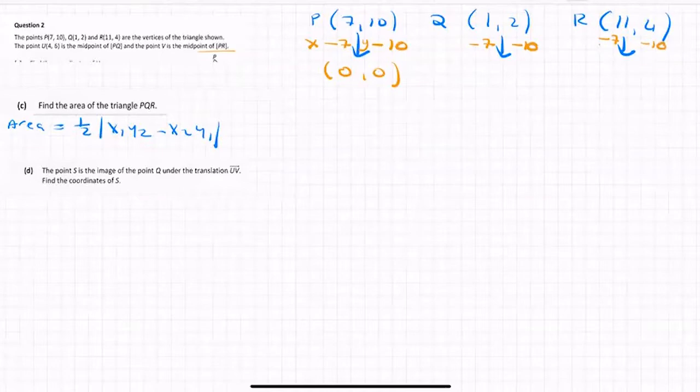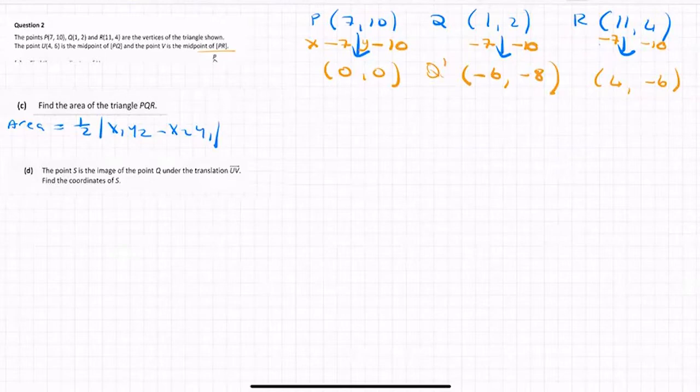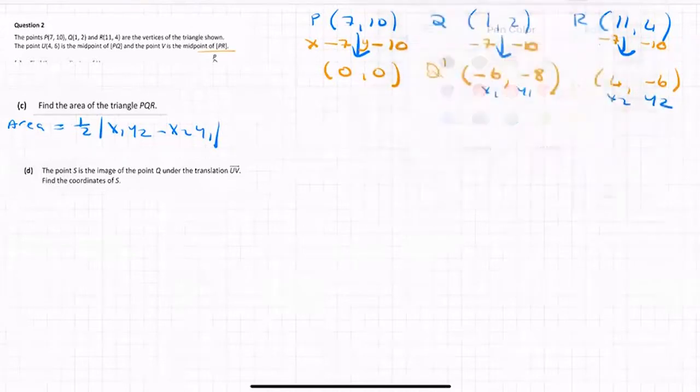Okay, so what do I end up with? Well, 1 minus 7 is minus 6, 2 minus 10 is minus 8. So that's my new Q, and then I could call it Q dash if I wanted. And then for R, 11 minus 7 is 4, 4 minus 10 is minus 6. Okay, so that's my new R. So for that particular formula that only has 2 points, x1, y1, x2, and y2, these are my new 2 points. So let's label them x1, y1, x2, y2, and let's sub them in.